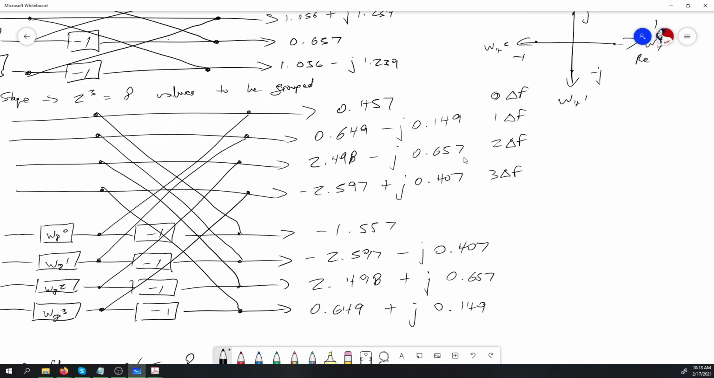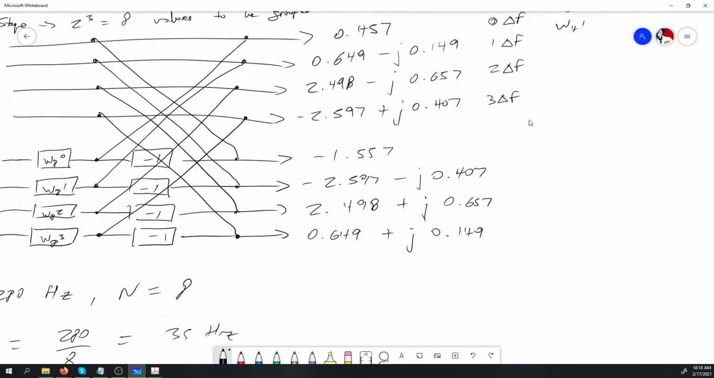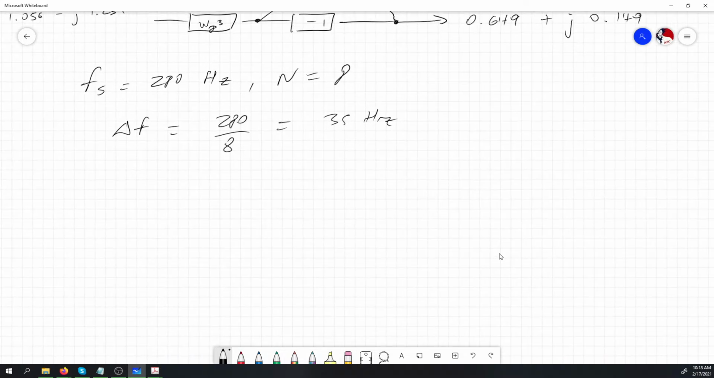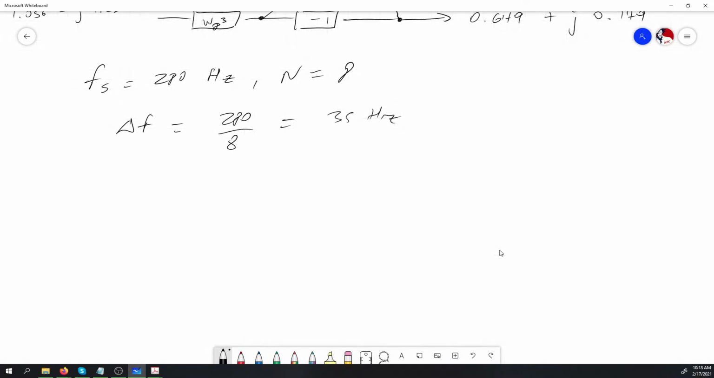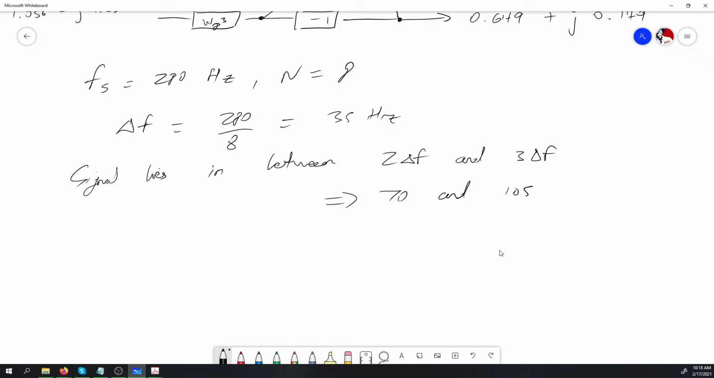Because these two values here are very similar, that means because it's on the line between, the signal lies in between 2 delta F and 3 delta F, where that is going to be 70 and 105. Alright.